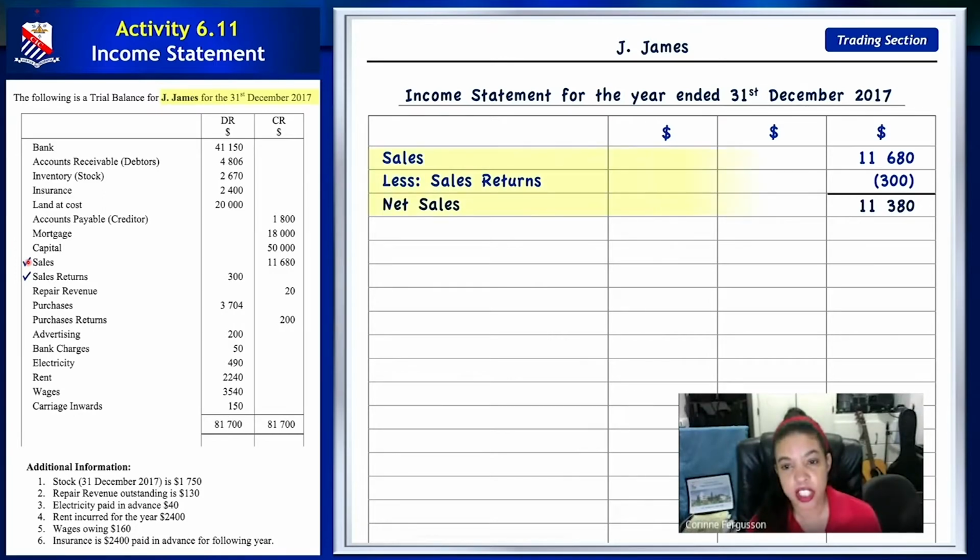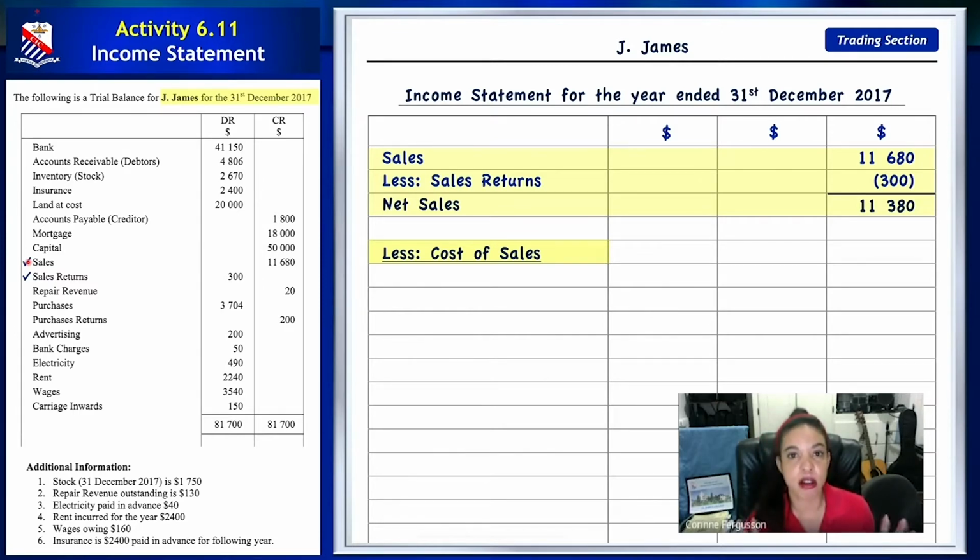So now that you have finished that first very easy section, you're going to go into the cost of sales, less cost of sales. Now, if you remember, gross profit is your sales less your cost of sales. In some questions, they would give you the cost of sales figure and you just simply minus it from your net sales. But in this case, they did not give you that figure. We have to calculate it.